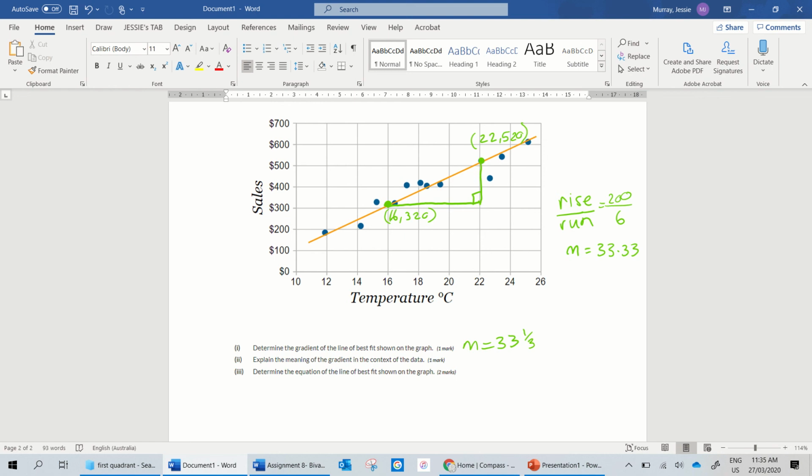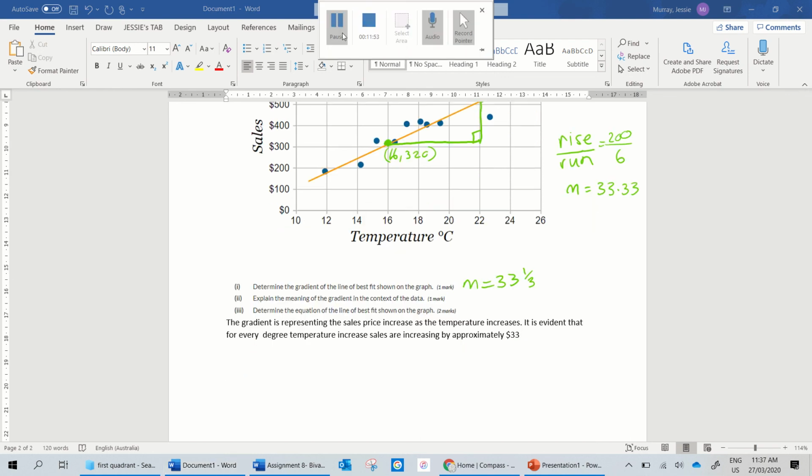Okay, so I want to be a bit more specific, and I'm going to type this just because it's a bit neater. So explain the meaning of the gradient. I said the gradient is representing the sales price increase as the temperature increases, okay? So that's nice and broad, but then I can be more specific and say it is evident that for every temperature degree increase, sales are increasing by approximately $33. So you're not just showing that you understand what gradient is, you're showing how you can understand this particular gradient.